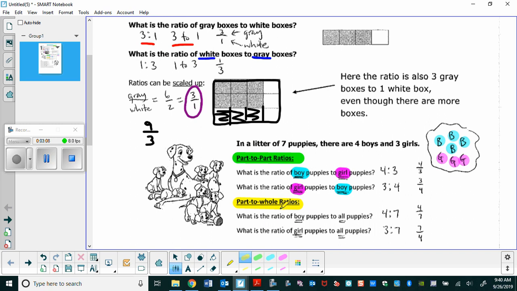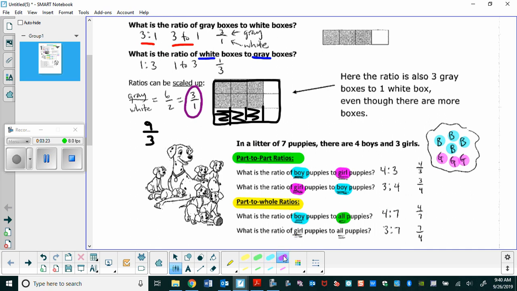Now let's talk about part to whole. This is when we care about the total. And so if now we're asked about the ratio of boy puppies to all puppies, we're going to say for every 4 puppies out of 7 total puppies, 4 out of 7.